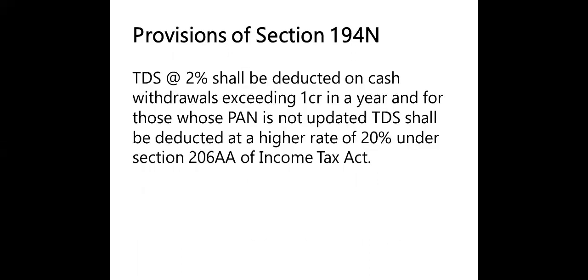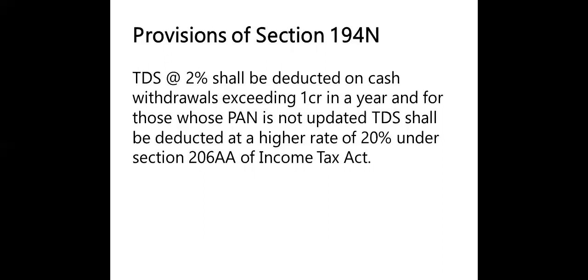Now let's understand what are the provisions of this section 194N. TDS at the rate of 2% shall be deducted on cash withdrawals exceeding 1 crore in a year, and for those whose PAN is not updated, TDS shall be deducted at a higher rate of 20% under section 206AA of the Income Tax Act. As we all know, in case the PAN is not updated with the authorities who have to deduct TDS, in that case TDS at the rate of 20% is deducted under section 206AA.